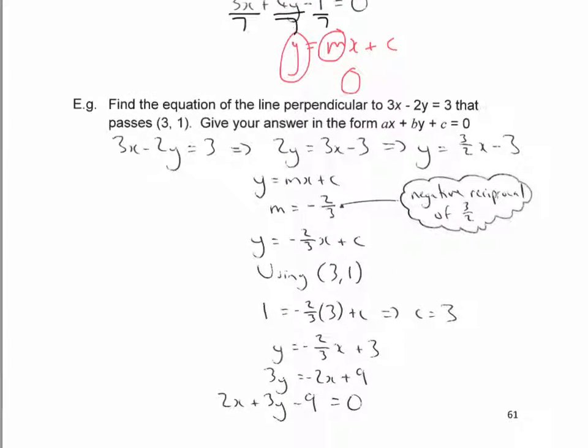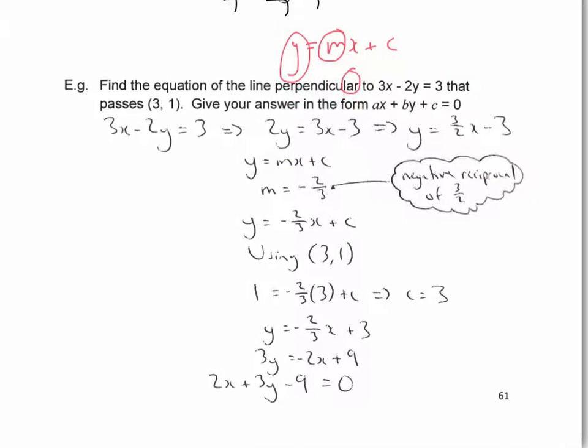is this one here. So, find the equation of the line perpendicular to this one here that passes through 3, 1. Give your answer in this form here, and again we're going to assume that a, b and c should be integers, should be whole numbers. The only slight difference this time is it says perpendicular. So first of all, let's extract the gradient of this line here.